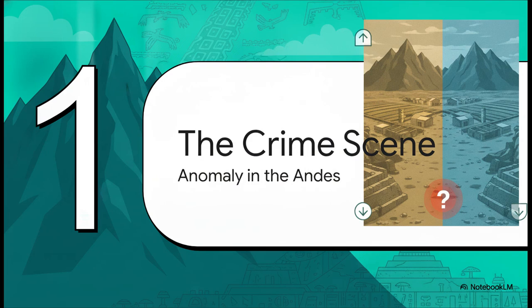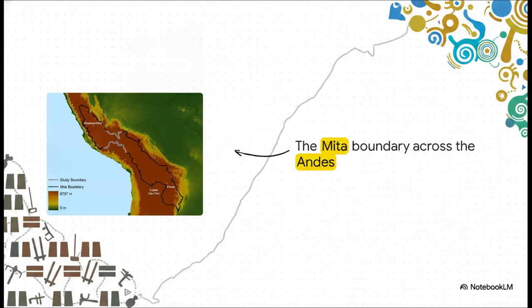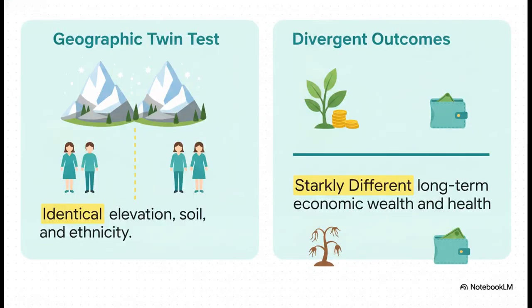All right, part 1, the crime scene, anomaly in the Andes. Let's travel up into the mountains of Peru. We're looking at a modern spatial anomaly. Look at this snake-like black line cutting right through the Andes. On one side, communities are thriving. On the other, trapped in poverty. And the crazy thing is, this boundary doesn't exist on any modern map. It's literally a ghost.